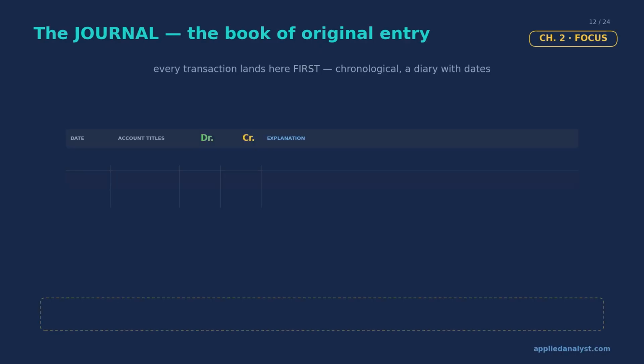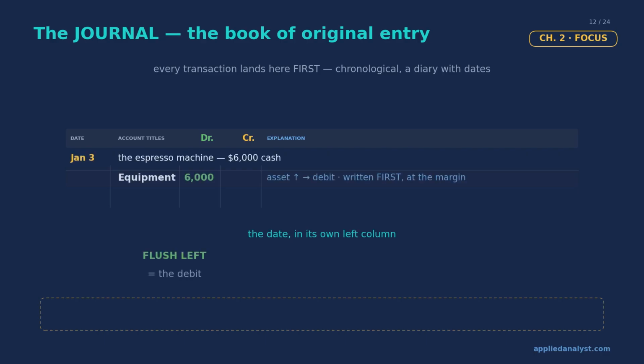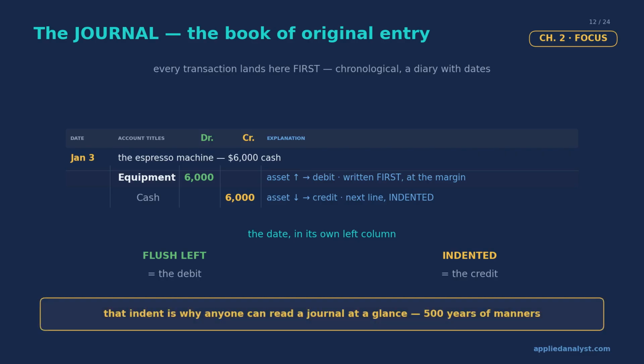The journal is the book of original entry because every transaction lands here first, in date order, a diary, and the format has strict manners, kept for 500 years. The date goes in the left column. The account to be debited is written first, at the margin. The account to be credited goes on the next line, indented to the right, always. Why? So anyone can read a journal at a glance. Flush left means debit. Indented means credit.